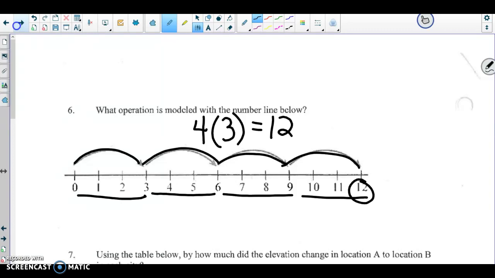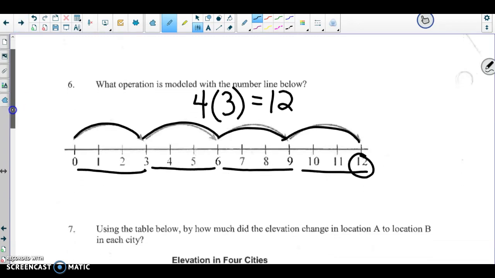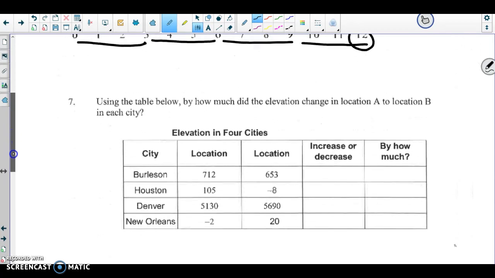But the problem that we have is 4 groups of 3. Now keep in mind, if it was going the opposite direction, we'd have groups of negative number. So those jumps give us the amount of groups that we have.